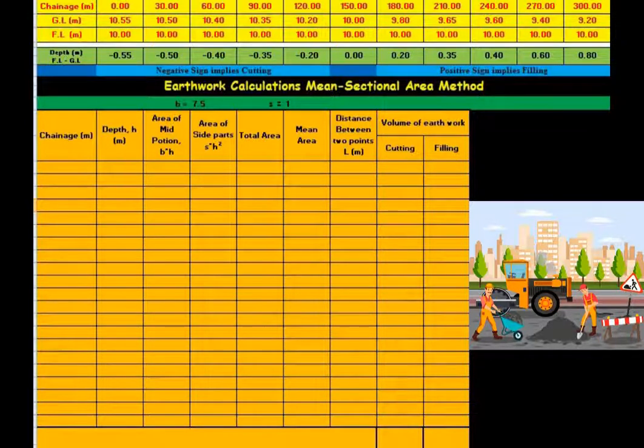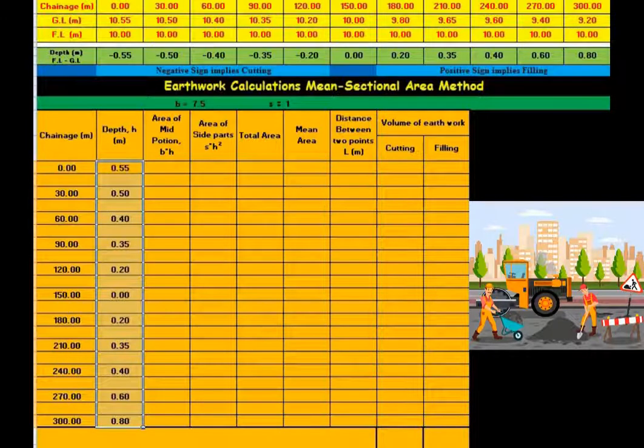So first we write down the values of all the chainage or all the stations which are given in the question. Then the depth which we calculated. In this table we have to write only the numeric value. So the depths are 0.55, 0.50, 0.4, 0.35, 0.20, 0, 0.20, 0.35, 0.4, 0.6 and 0.8.